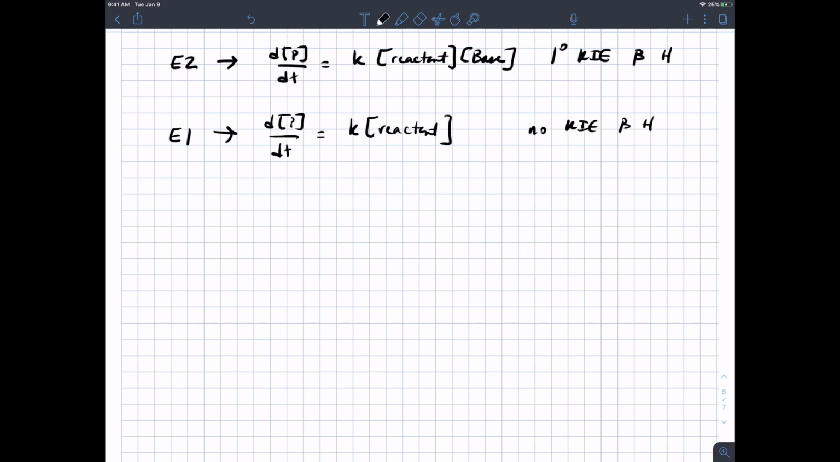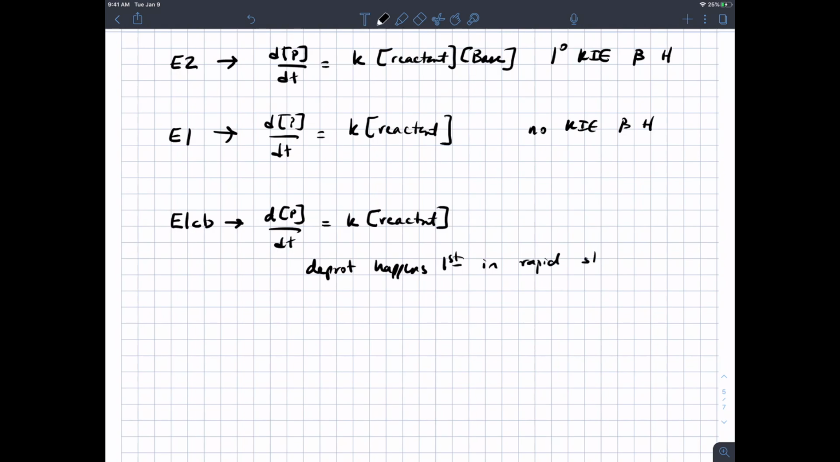However, there is another variant of E1 that you need to know about, because it's on a mechanistic continuum with E2 and regular E1. And this is E1 conjugate base. It still has only first order kinetics, but deprotonation happens first in a rapid step and then slow elimination.